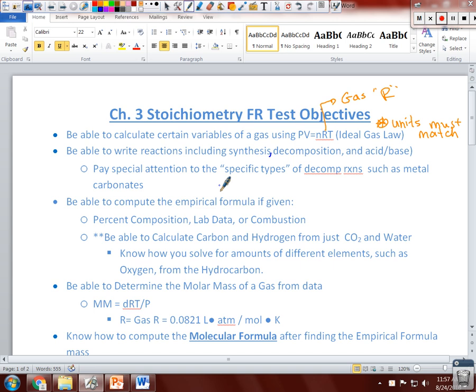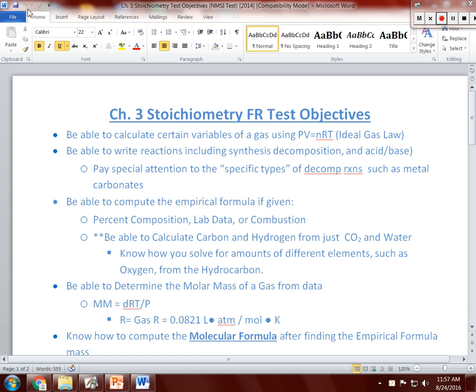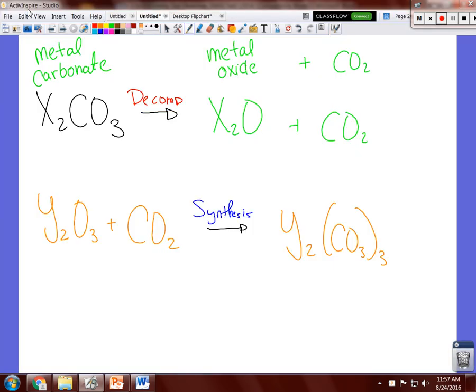Decomposition in acid base. Take special attention to successive factors: decomposition reaction occurs in the metal carbonate. So this is where we like to split it up. What I have here is two different reactions. One of them is a decomposition of a metal carbonate, and one of them is a synthesis of a metal carbonate. But do they have the exact same components, depending on which two carbonates come from?